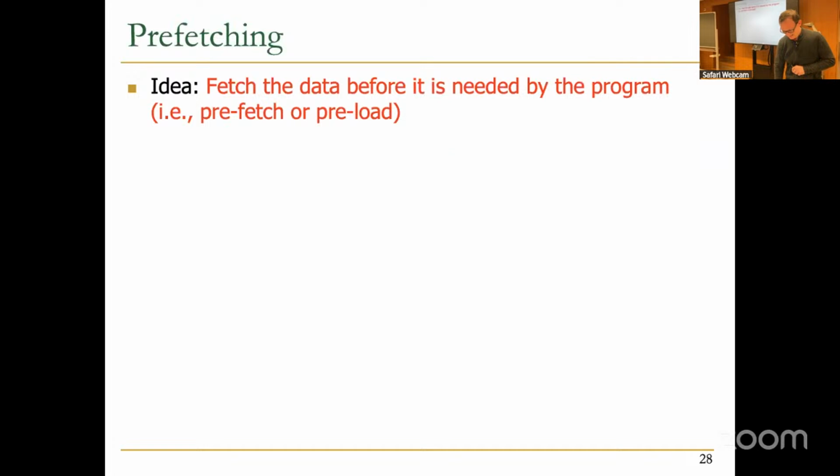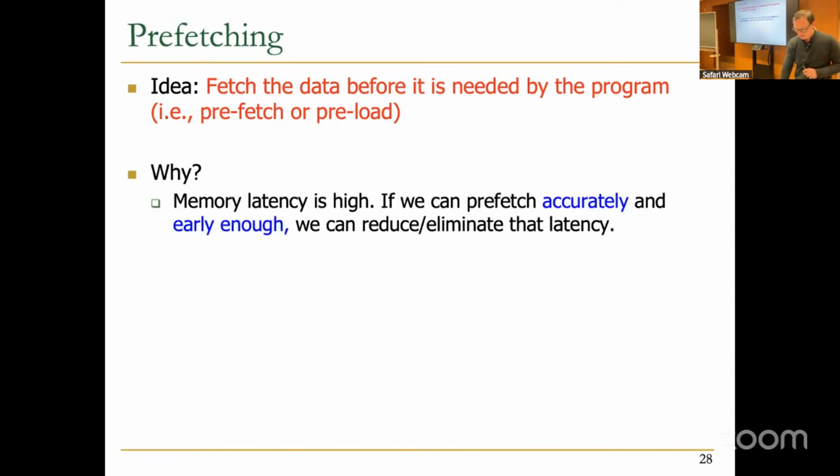OK. Prefetching. Prefetching is a more proactive approach, meaning you try to fetch the data before it's needed by the program, as opposed to relying on demand requests to bring the data in. That's why it's called a prefetch or preload. Because memory latency is high, and if we can prefetch accurately and early enough, we can reduce or eliminate that latency, right? That's the hope. It can eliminate compulsory cache misses.